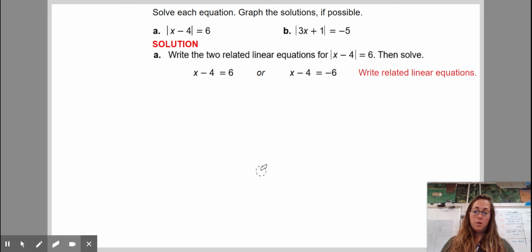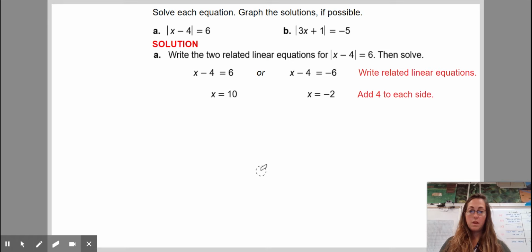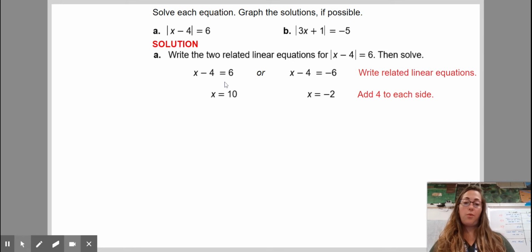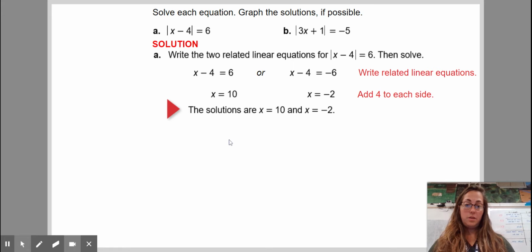I'll just hit enter. Hopefully you got that down. If not, pause the video, go back. So then you have your two solutions when you add 4. I was telling you how it doesn't show the +4. That's why I drew that in. Okay, so that's the answer. That's our two solutions. And then graph if possible.